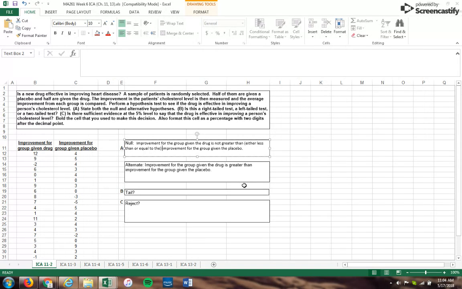So that gives us our null and alternative hypothesis. That's going to take some practice, a couple of problems to work through to really get down what your null and your alternative hypotheses are, but keep working through these practice problems.